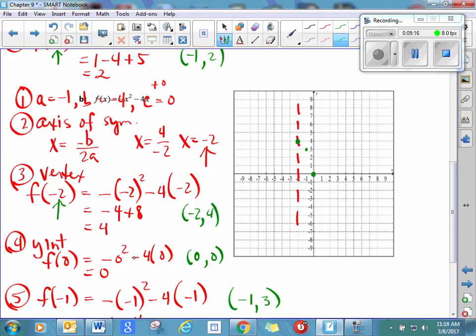So I think I've done my arithmetic okay, and now I'm just going to go on the other side of my axis of symmetry, and fill in the other points on the other side. 1 unit away, there it is. This is 2 units away, there it is. And now you can sketch your downward facing parabola.